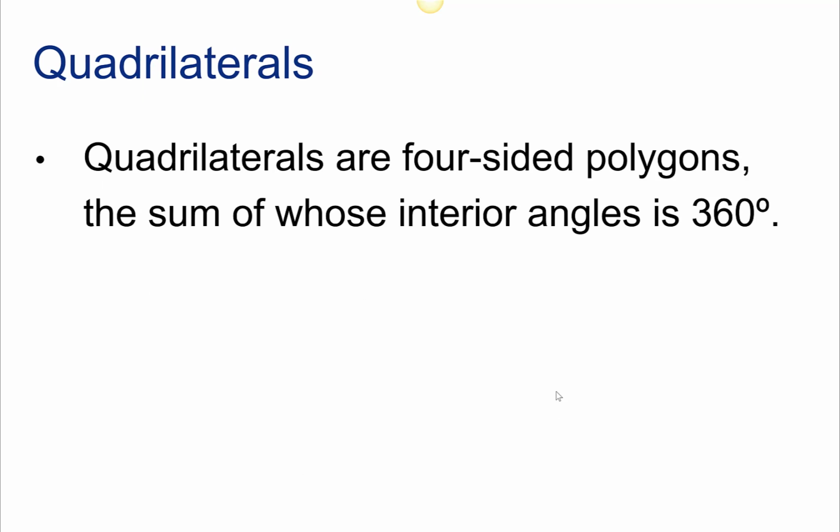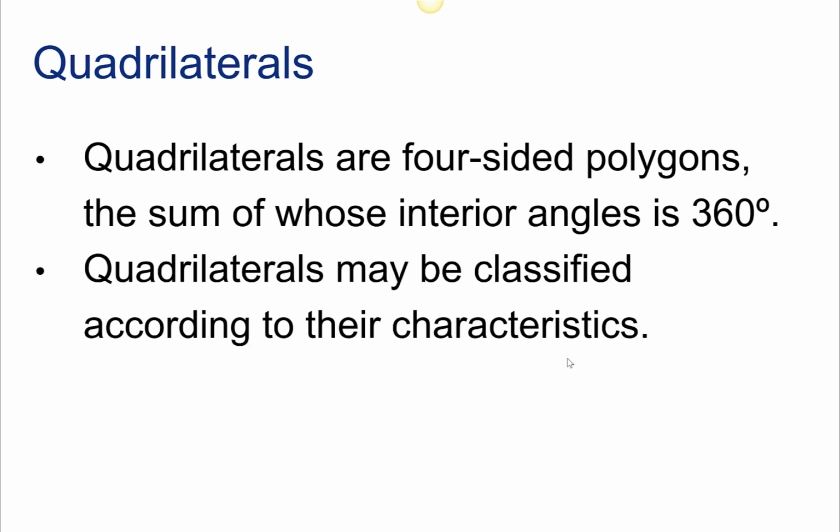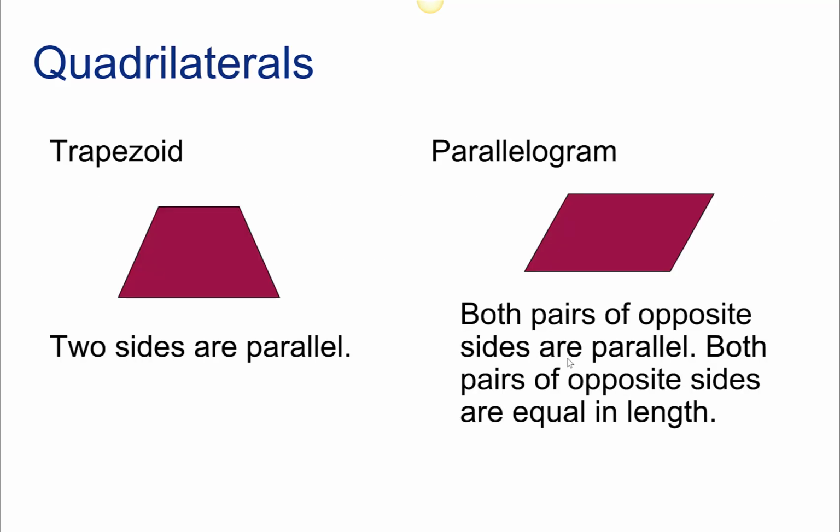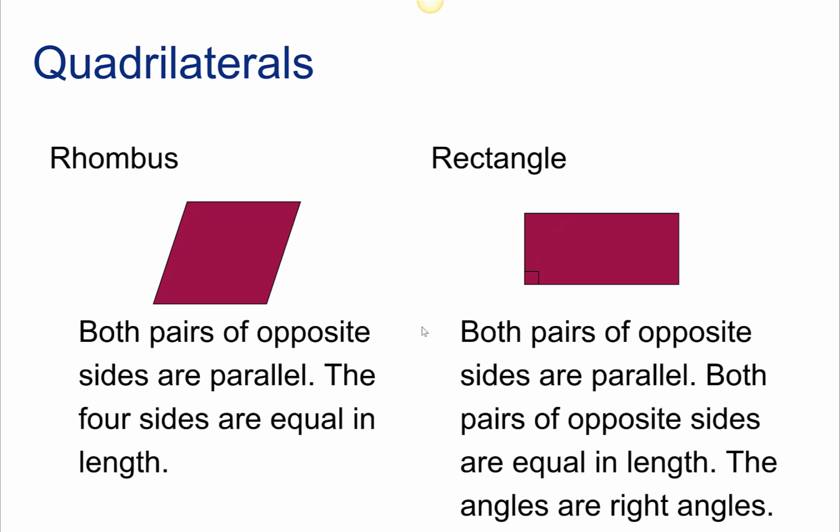Quadrilaterals are 4-sided polygons, and we know the sum of their interior angles is 360 degrees. They're classified according to their characteristics. We have a trapezoid, which has 2 bases that are parallel. We have a parallelogram, which has 2 sets of parallel sides. A rhombus is like a square, with all sides the same length and two pairs of parallel sides, but we don't have right angles in the corners.